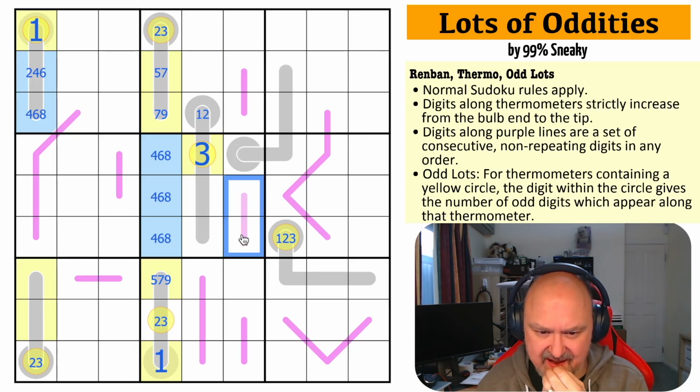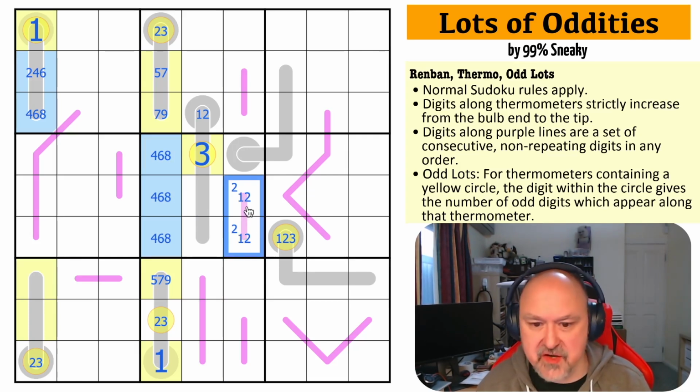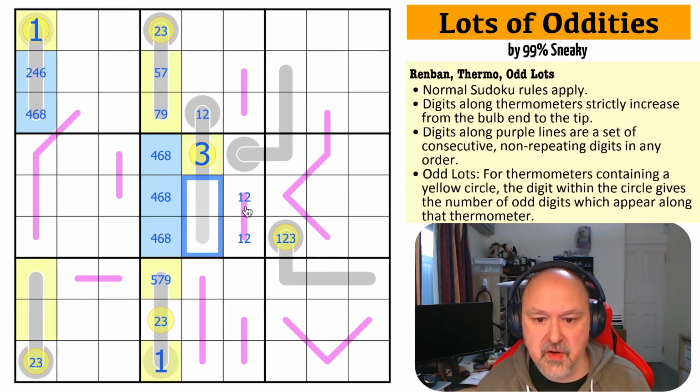There's an odd and an even on this. And there must be a 2 on this. This is a 1-2 pair. Because there must be an odd and an even digit on every Renban line. The only even digit I've got is available. This is either 1, 2 or 2, 3. It's not 2, 3. So this is a 1, 2. That's all of the even digits. These are all odd.